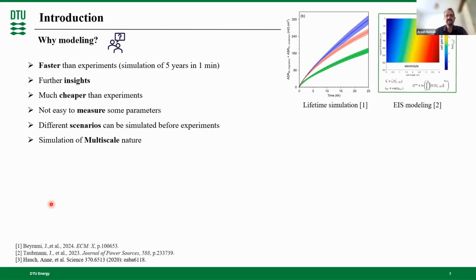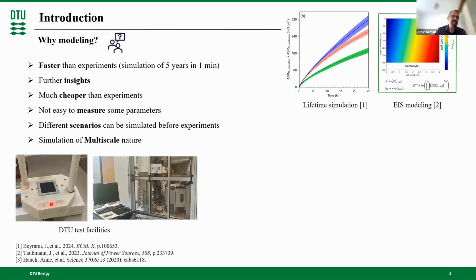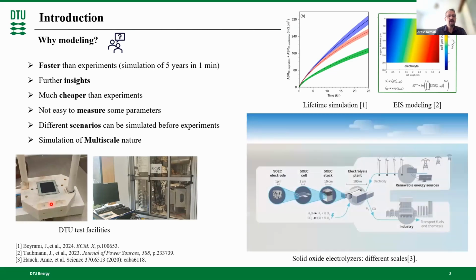We can get further insights from it, for example by EIS modeling that I will talk about later. It's much cheaper than experiments, especially at the industrial level, where for a stack and system it's much more expensive to do the experiments. It's not easy to measure some of the parameters. You can try different scenarios before testing them, and also this kind of technology involves multi-scale phenomena. So we have different scales, and we can try modeling at different scales and get knowledge from each scale.